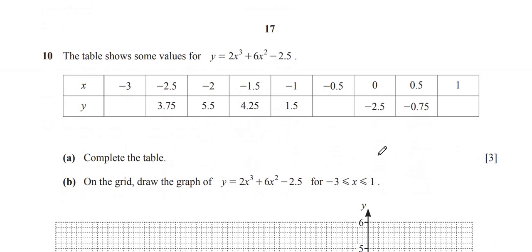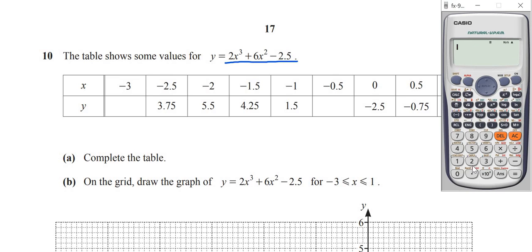Okay. Next question. It says complete the table. So look, they have already given you the equation. Just plug in the value of x in order to find y. So I'll do the first one for you. If I do 2 bracket negative 3, not square, this is cube, plus 6, and negative 3 again, square, my bad, close the bracket, square, minus 2.5, I get negative 2.5.